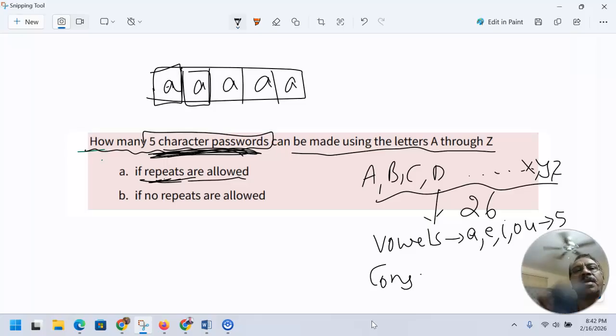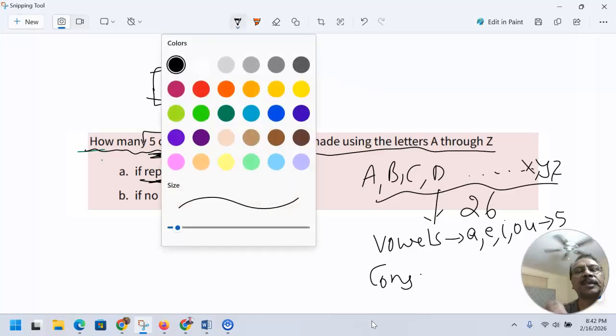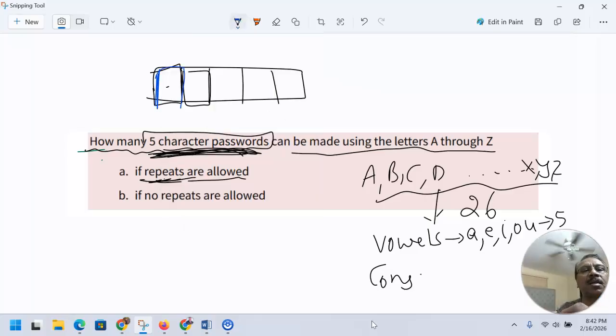This could have been your password. This is what repeats allowed. So that means to fill the first one, the first character. So these are also characters. Okay, so there are 26 options to fill the first one. So the first one can be filled in 26.